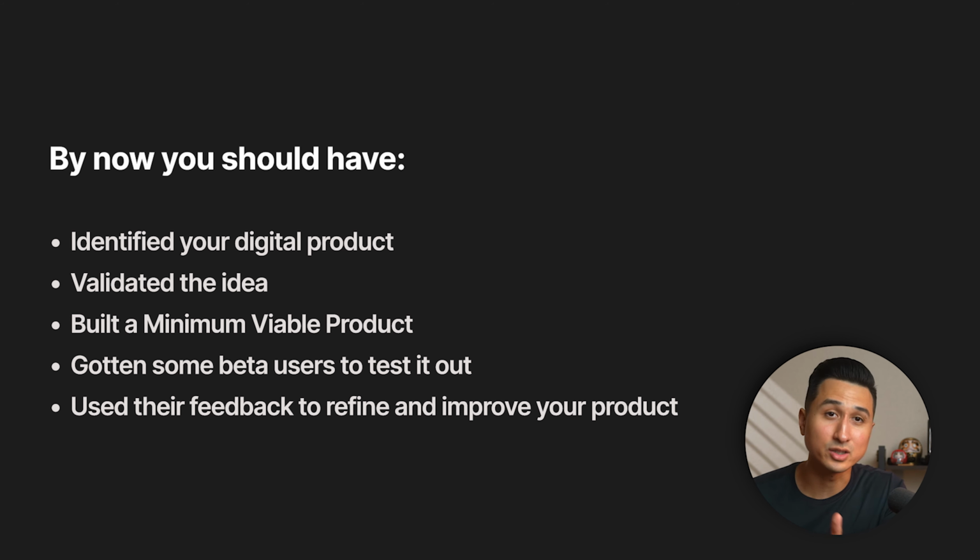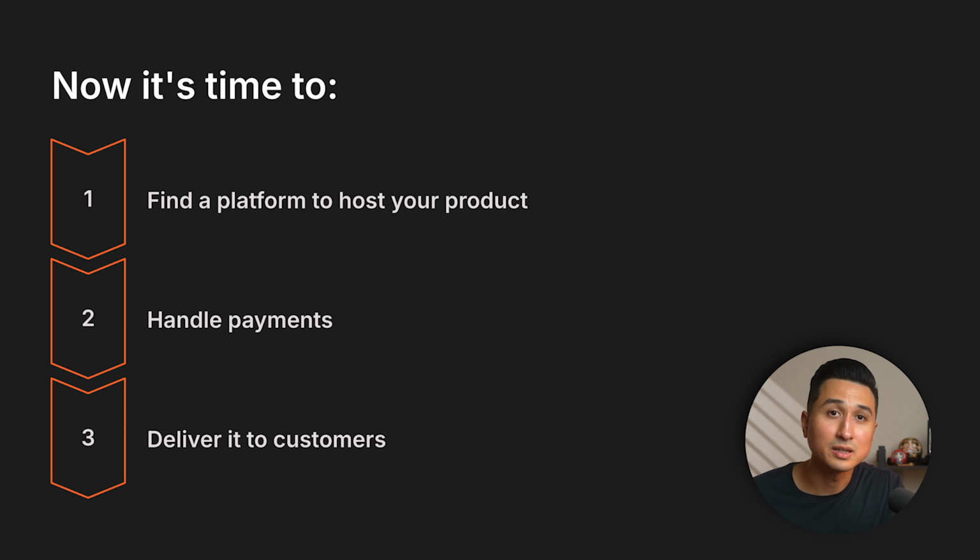Alright, so firstly, congratulations, because a lot of people don't even make it to this part of the process. But now let's get started on setting up your product for sale. So by this point, you should have identified your digital product, validated the idea, built an MVP of it, gotten some beta users to test it out, and also used their feedback to refine and improve your product. So in this next section, the main things we're going to be covering are how to find a platform to host your product, how to handle payments, and how to deliver it to customers.